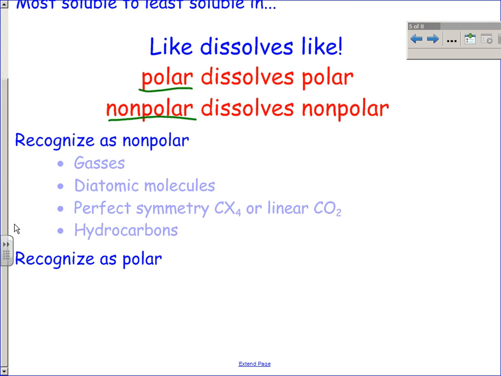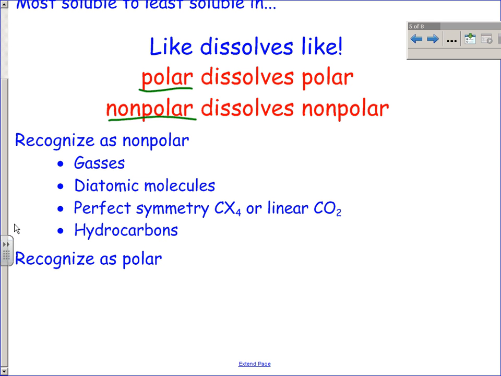Now our nonpolars, things that should jump out at you. Whenever we have a gas, so any gaseous substances, including gaseous elements, think of those as nonpolar things. Gases are a dead giveaway that at room temperature it's not strongly held together. That's nonpolar. Diatomic molecules, the Honclbrif diatomics, all those are gases. All of those are held together by nonpolar forces.